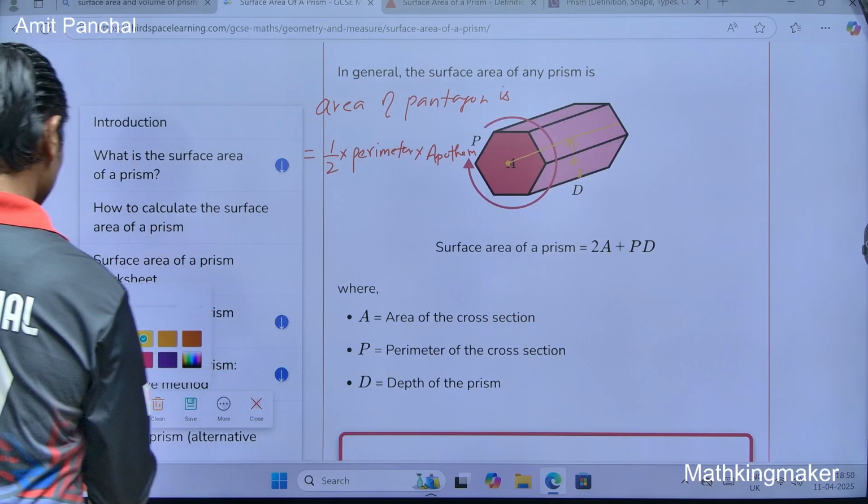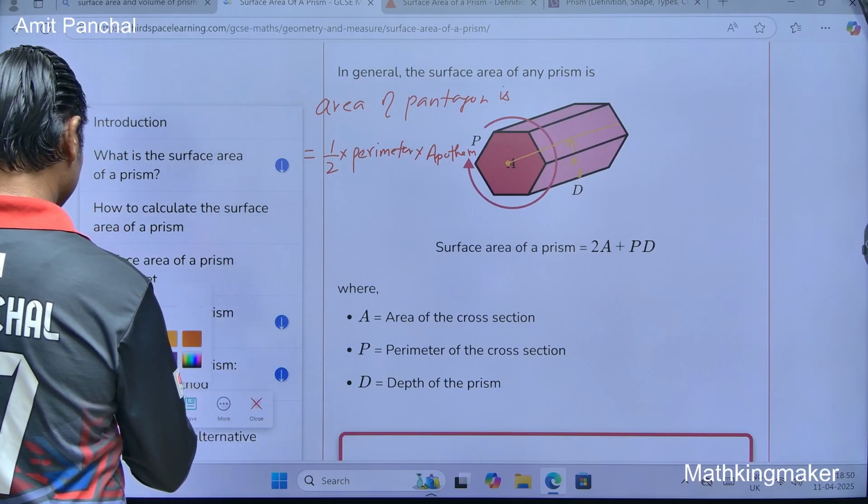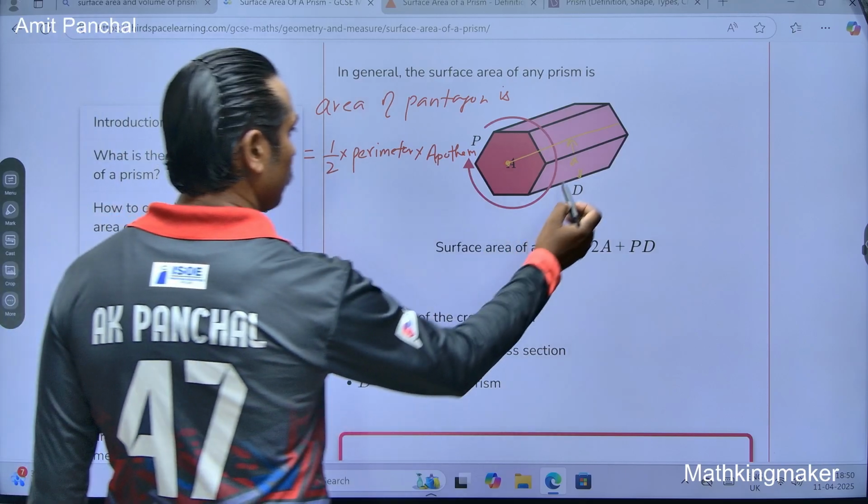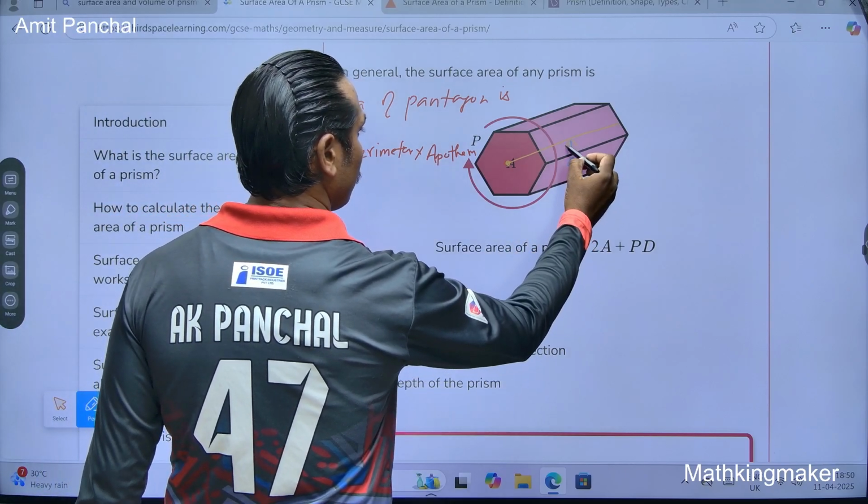Sir, is it not so visible? Yes, sir, it's not. Can you draw it with a different color? Yeah, this will be the apothem.